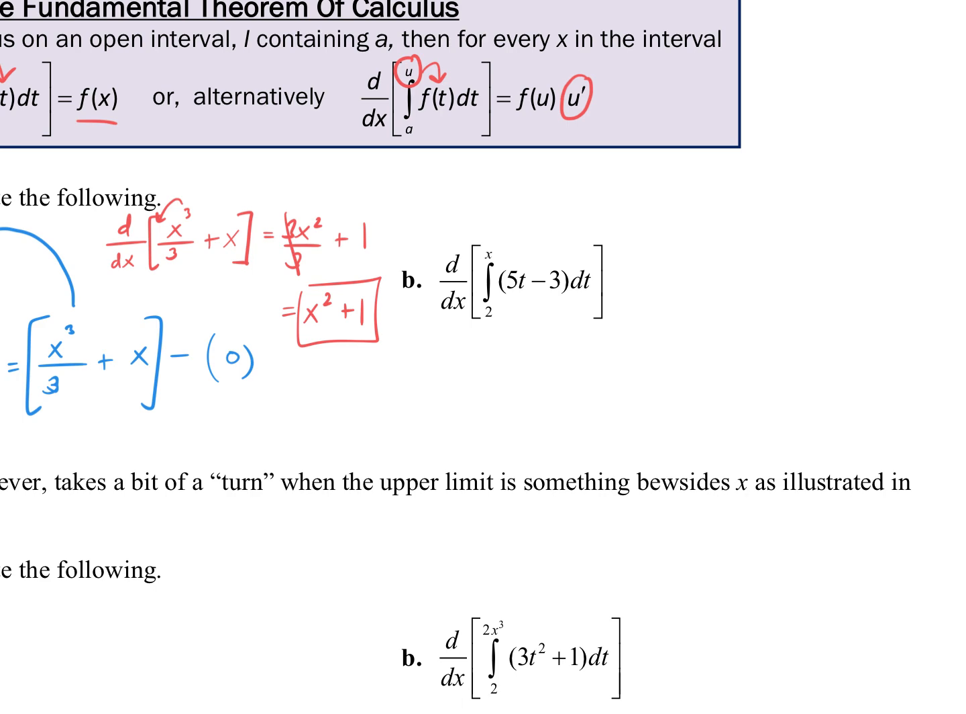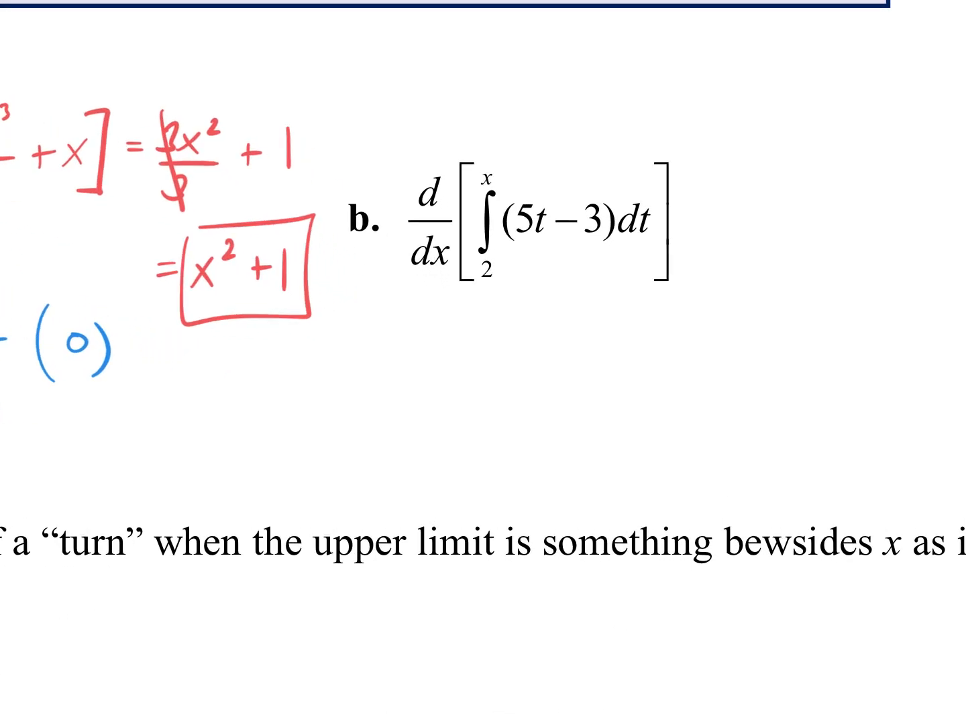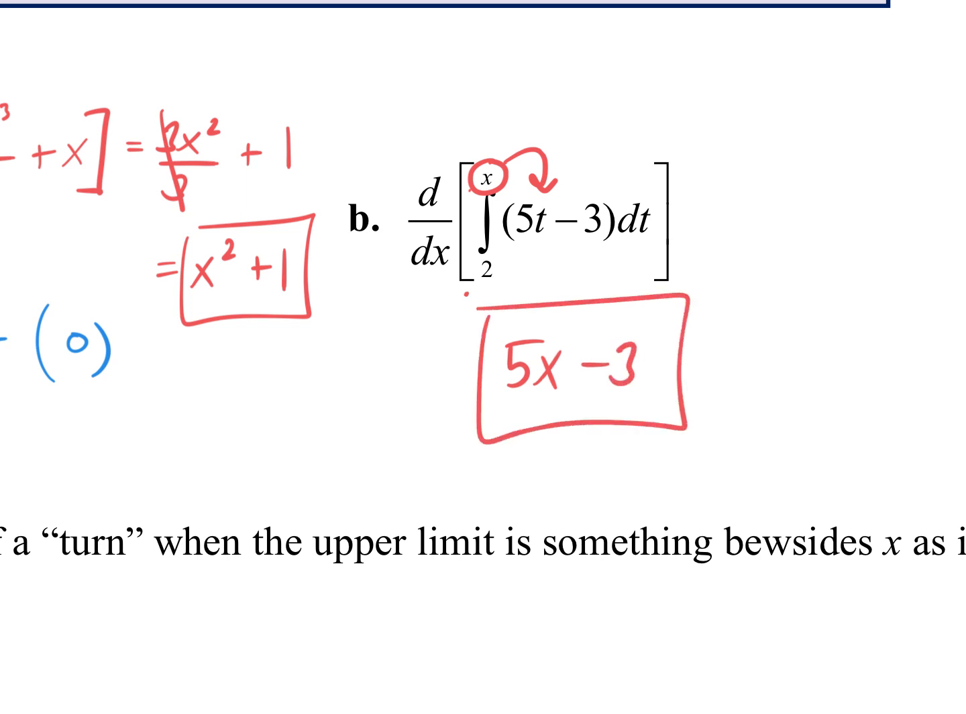So if I look at the second one here, I am taking the derivative from 2 to x of the integral of 5t minus 3. So again, I don't care about that lower bound, but this x, all I'm going to do is plug that in for t, and we're going to get 5x minus 3 when I take the derivative of the integral.